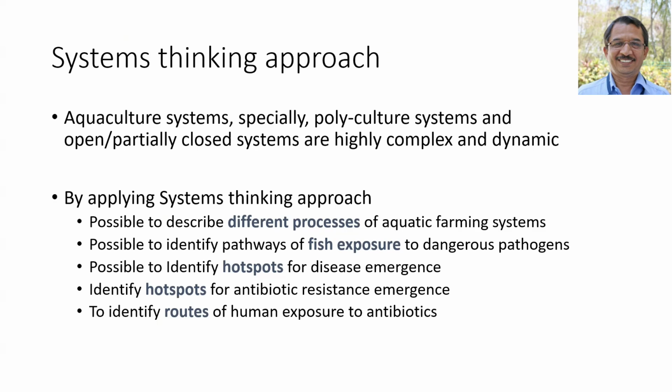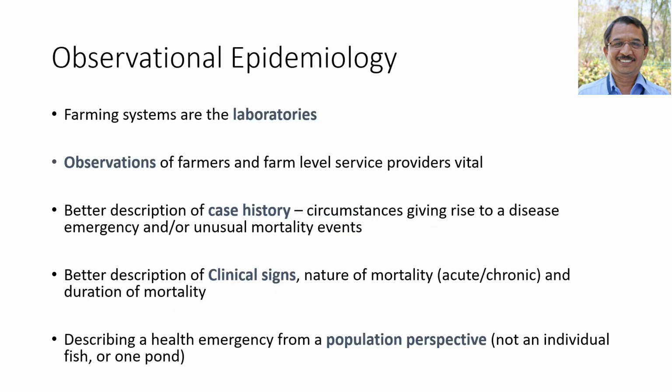Same is true for antibiotic resistance. It's easy if you take a systems thinking approach to identify hotspots where antibiotic resistance could emerge, how it could emerge, and in which kinds of bacterial pathogens the resistance could emerge. Ultimately, you can also pinpoint the routes of human exposure to this, either to the antibiotic residues themselves or to the resistance, the AMR type of thing.